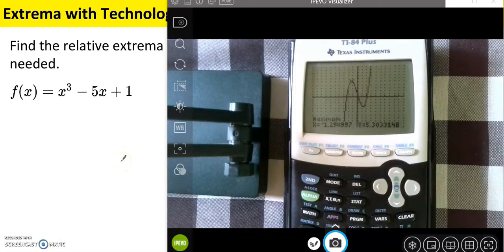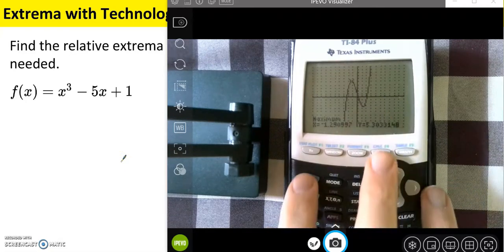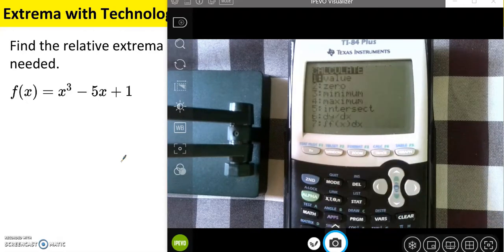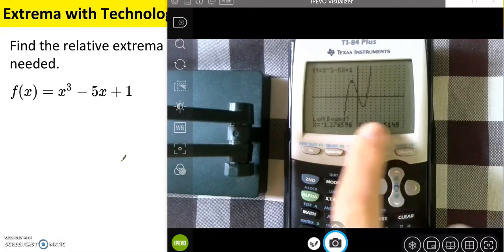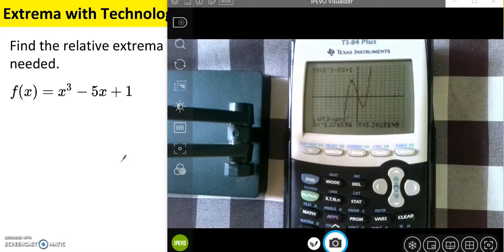Now what I want to do next is find this minimum point here. And it will work the same kind of way. Hit second and trace to get to the calc menu. And this time make sure I choose minimum, not maximum, and hit enter. And I'll do it the same way. I'll enter a left bound, an x that appears to happen before that. I would guess that's maybe 1.5. Maybe I'll type in 0 for my left bound. A right bound, an x that happens after that. Let's go with 2.